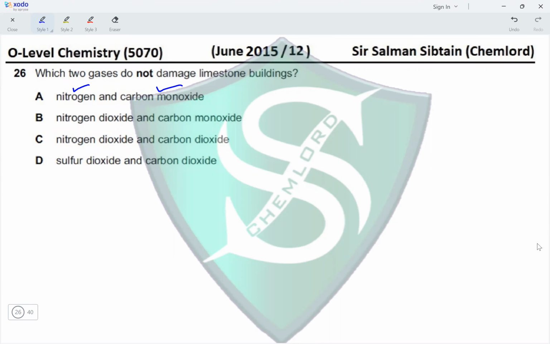Next, we've got nitrogen dioxide, which is acidic in nature, so it will damage limestone buildings. Then we've got carbon monoxide, which is neutral. Next, we have carbon dioxide, which is acidic in nature. It will damage limestone buildings. And we have carbon dioxide, which is also slightly acidic. It can damage limestone buildings if dissolved in water. Sulfur dioxide is an acidic gas which would damage limestone buildings, and carbon dioxide is an acidic gas which may dissolve in water and damage limestone buildings. So the only option with both the gases that do not damage limestone buildings is option A, making it the correct option for this question.